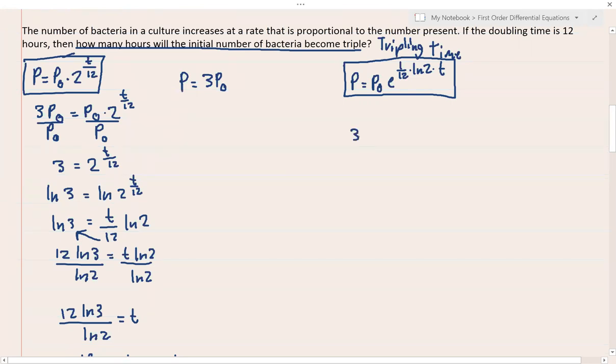Right? 3P. 3P0 is equal to P0 times e raised to 1/2 times ln of 2 times t. So, both sides, meron silang P0 or initial P. So, i-divide natin ng initial P both sides para matanggal si initial P. So, magiging 3 is equal to e raised to 1 all over 12 times ln of 2 times t.